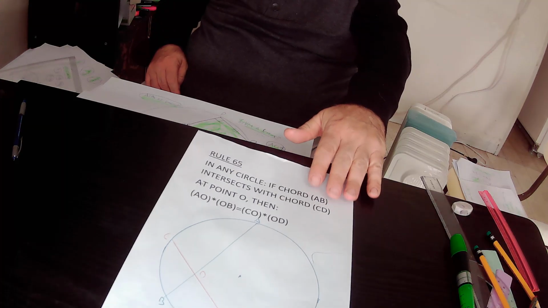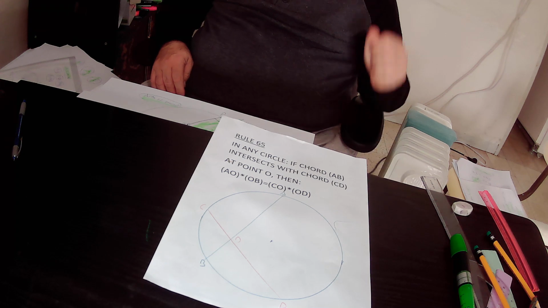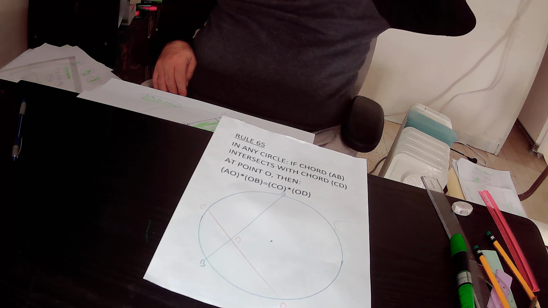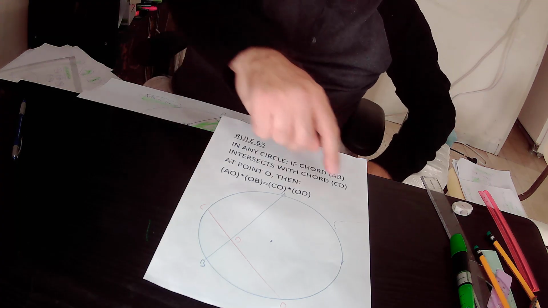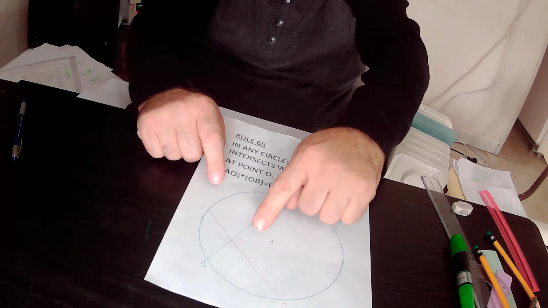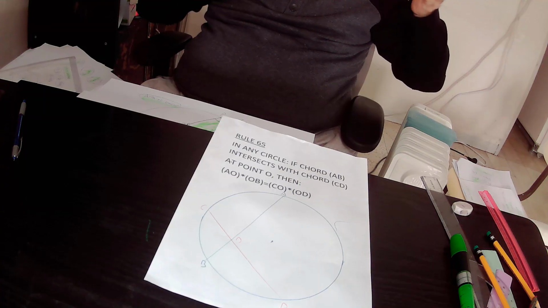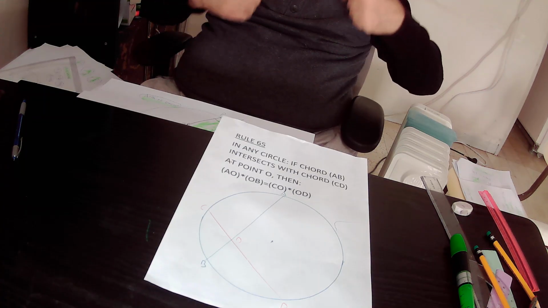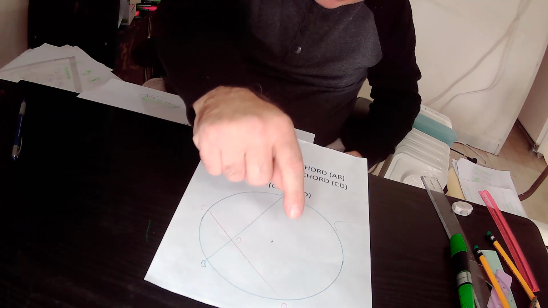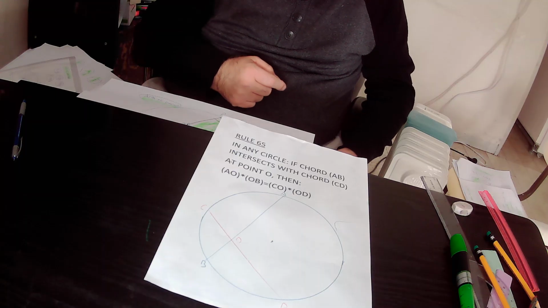In any circle, if chord AB intersects with chord CD at point O, then the following equation holds: AO times OB equals CO times OD. So in the drawing we have a circle, with chord AB intersecting chord CD at point O. Whenever two chords intersect inside the circle, this equation is true. So we can apply this rule in our drawing.